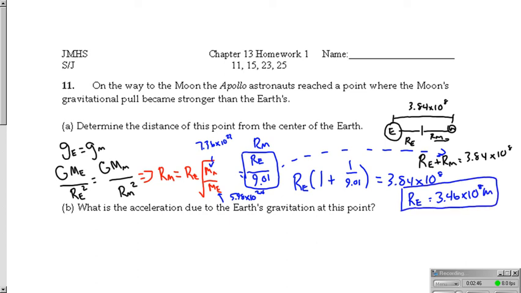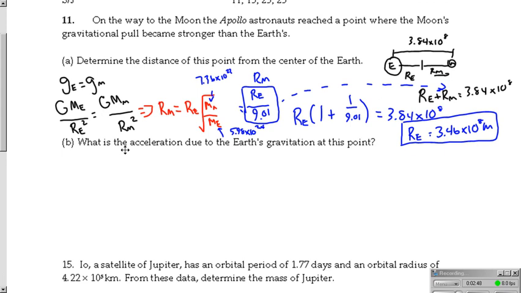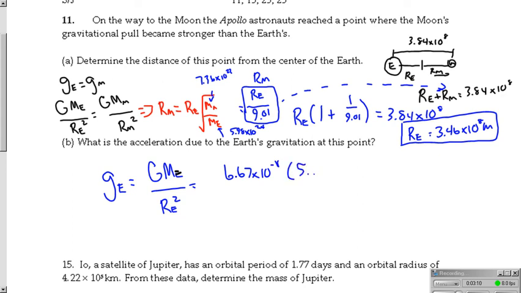All right, for part B, we're looking for the acceleration due to gravity at that point. Well, that one's pretty straightforward. We're looking for g, Earth, at that point in time, which is going to be G times the mass of the Earth divided by what we called RE squared. So you plug all those things in, 6.67 times 10 to the negative 11th, multiplying that by our mass of the Earth, which is 5.98 times 10 to the 24th, and we'll divide that by our 3.46 times 10 to the 8th, all of that denominator squared.